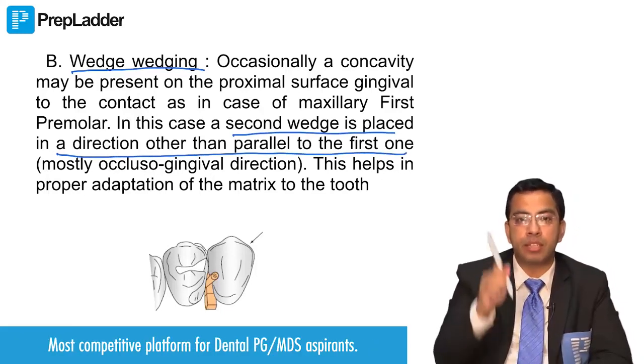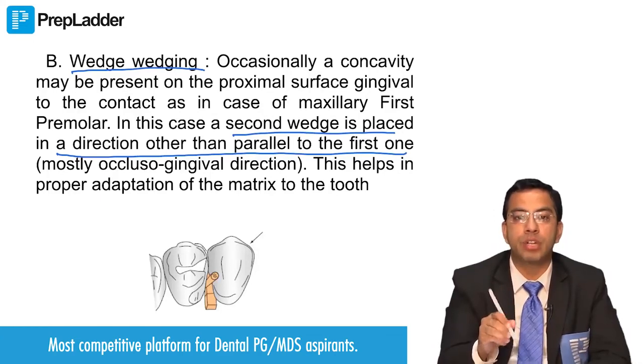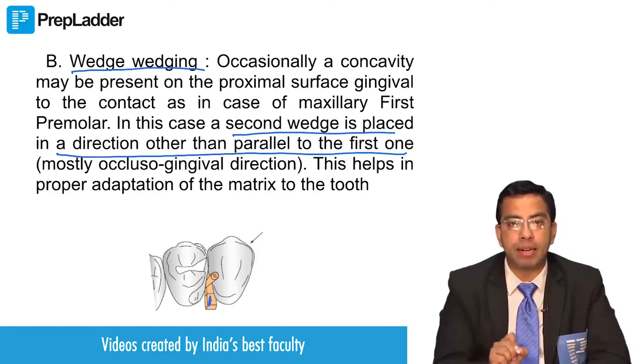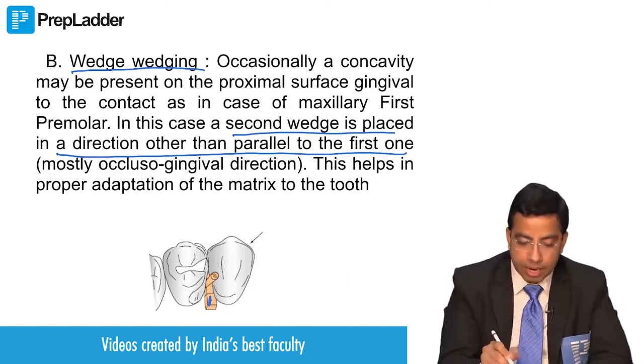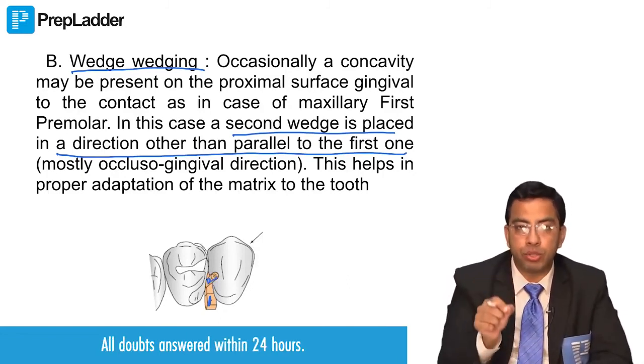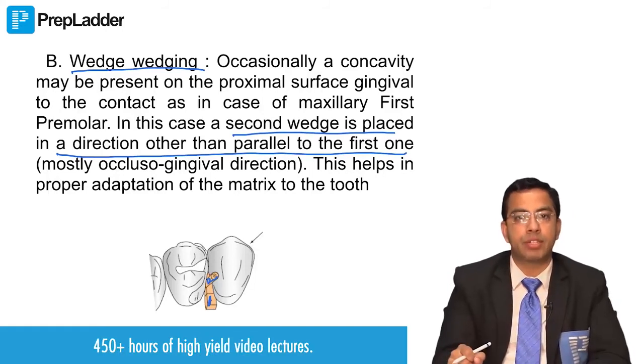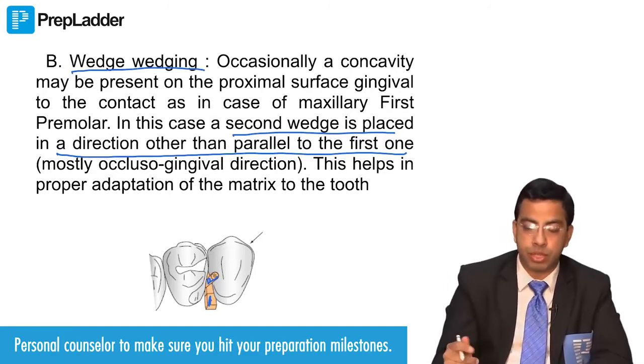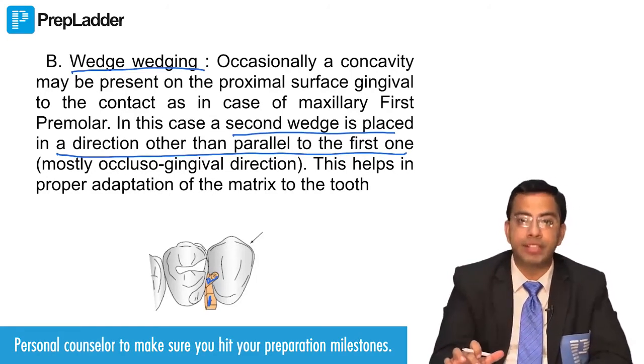Mostly it is in the occlusogingival direction. So, number one wedge is from the palatal to the buccal side, and number two wedge is from the occlusal towards the gingival. What this second wedge will do is help in the proper adaptation of the matrix to the tooth structure. So, this is called wedge wedging.